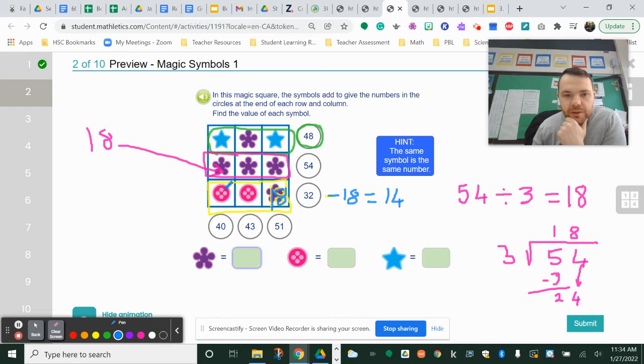So what does that mean? That means that these two numbers together have a value of 14. One of them then should have a value of 7. And then I can start to plot my knowledge as I get it.